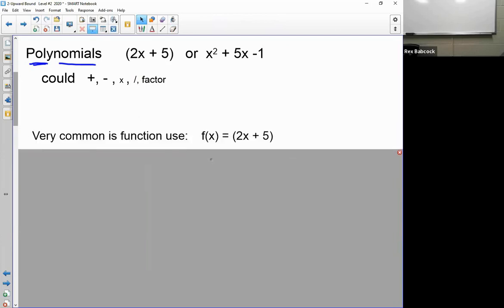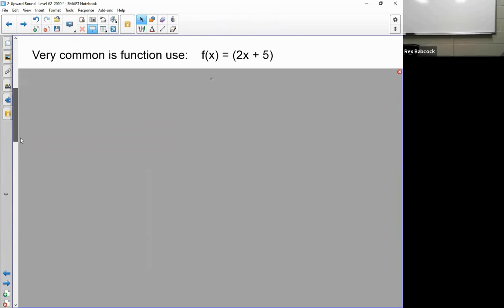A very common use of polynomials is to make it a function. In other words, we'll say it equals f of x. Another name, if that bothers you, just say y. They're commonly exchanged with each other. So f of x, g of x, t of x. So why don't they just say y when they do that? Sometimes they want to give them names.